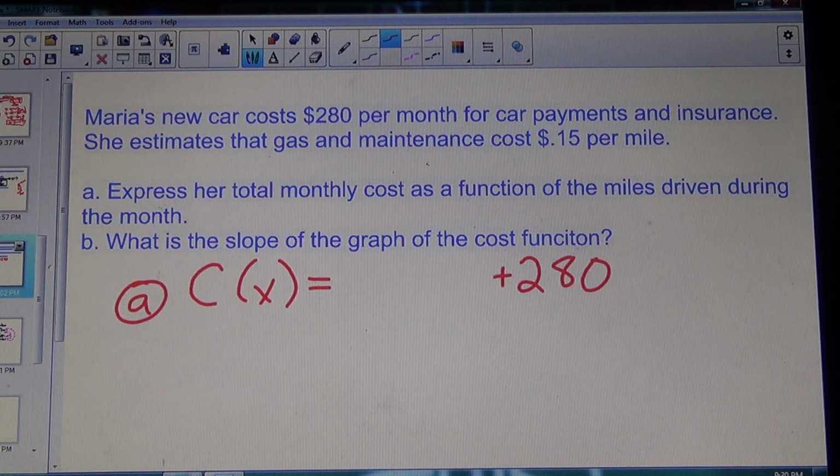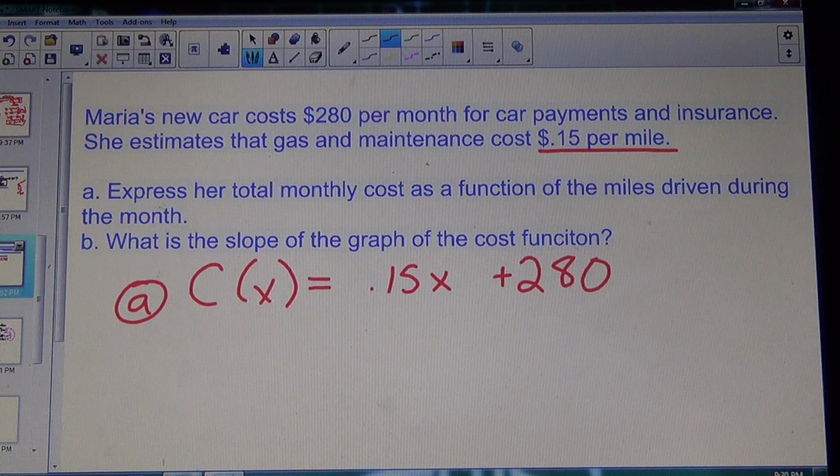Alright, well, what else is going to increase my costs? Well, we got 15 cents per mile. Do I know how many miles I'm going to drive? I do not. So since I don't know that, that would be my variable. So then it could be 0.15x. Oh, sweet. There's an equation.